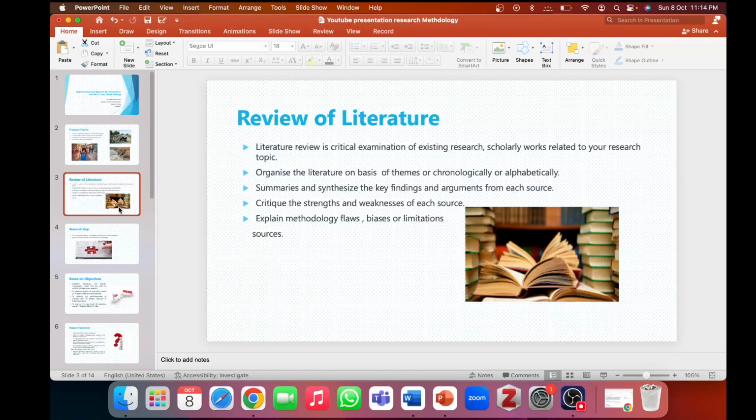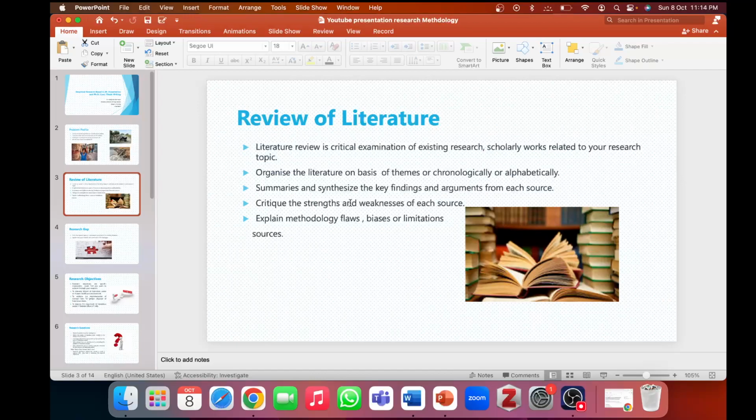After identifying the problem, you need to review the literature. We also call it as literature review. It is critical examination of existing research, scholarly works related to your research topic. Organize the literature on basis of themes or chronologically or alphabetically. It should not be done in haphazard manner. Summarize and synthesize the key findings and arguments from each source. Rather than writing it as it is, you should try to give your own inputs and include your own creativity while writing the review of literature.